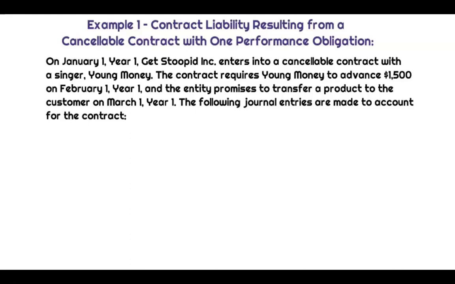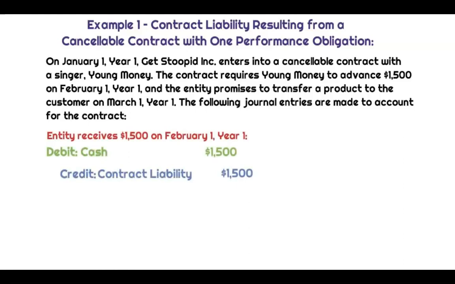Okay, so on February 1st, year one, the customer is advancing the company $1,500. All right, so we're recognizing the cash received in the amount of $1,500, but we still have to deliver that product to the singer. Okay, so the contract liability of $1,500 is what is getting credited. This is the obligation we still must fulfill. So there's still going to be this balance sheet impact.